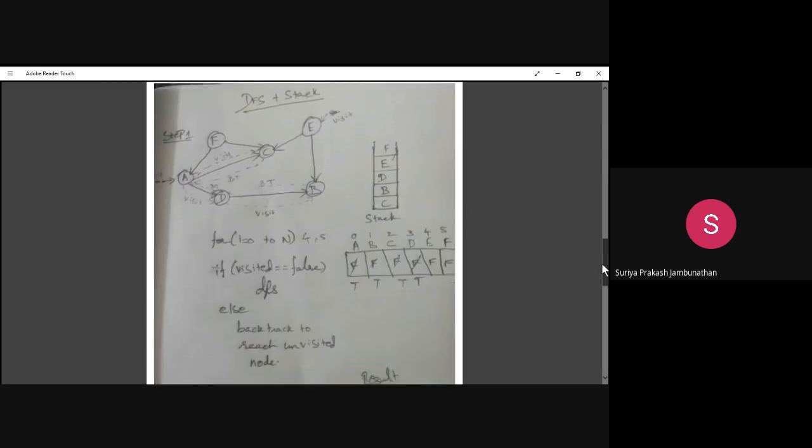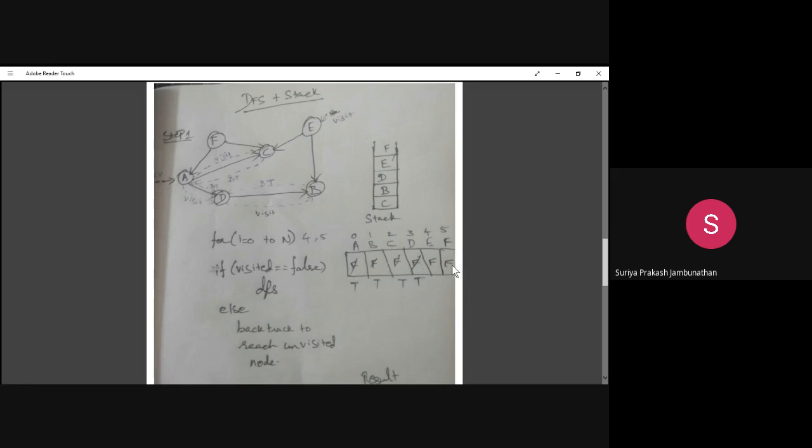So listen carefully. We have a graph like this: A, F, D, C, E, B. Initially, all the visited nodes will be F, which means false. The nodes we have are A, B, C, D, E, F, with positions 0, 1, 2, 3, 4, 5. So totally 6 nodes, which we can write as 0 to 5. Initially all will be F.